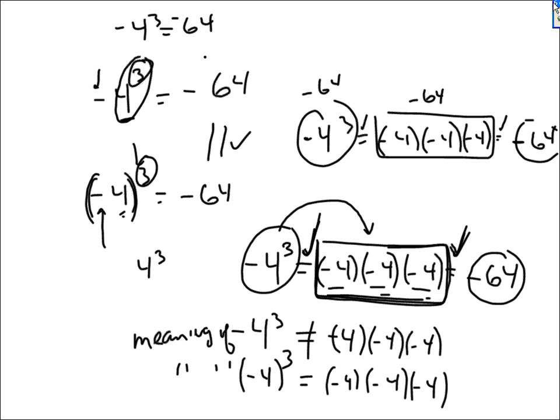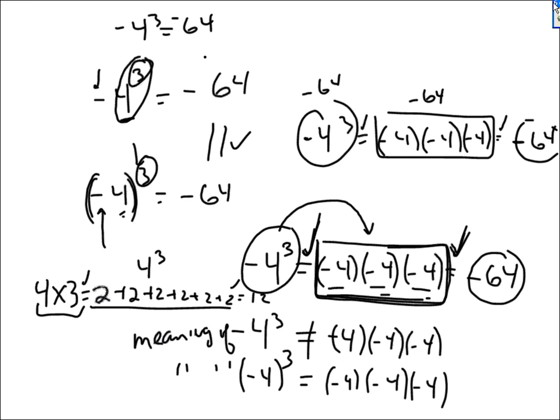It's like saying, one might want to know why you do this, but 4 times 3 is 2 plus 2 plus 2, 6 times, which is 12. There's nothing wrong. I would wonder why you're thinking of this as that, but there's nothing wrong.